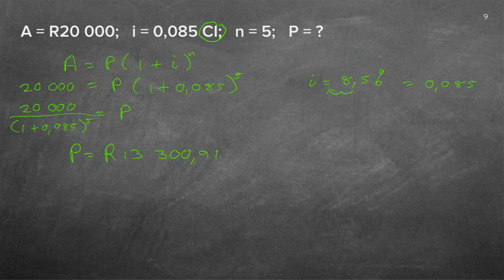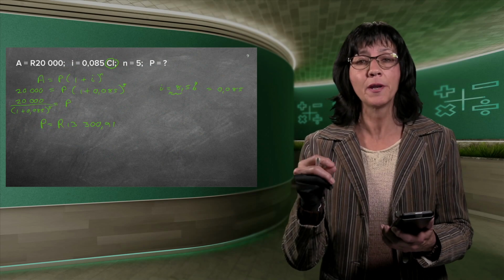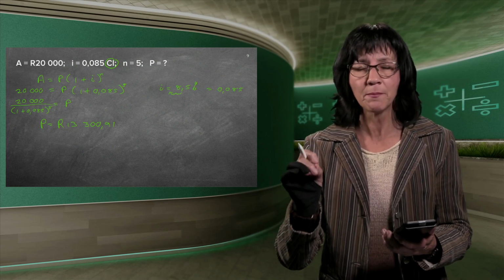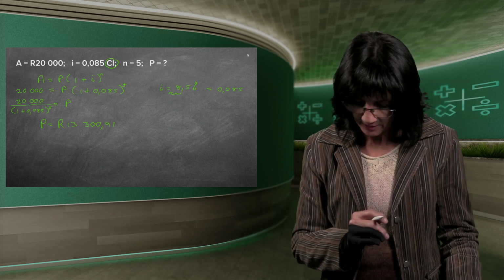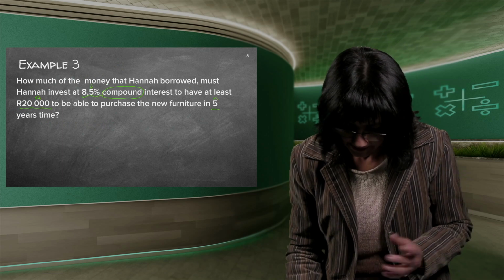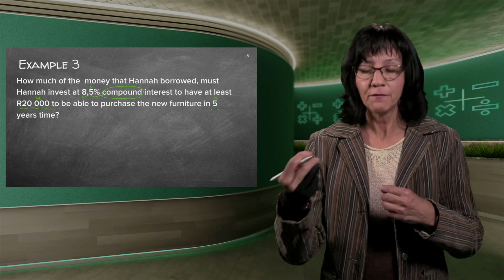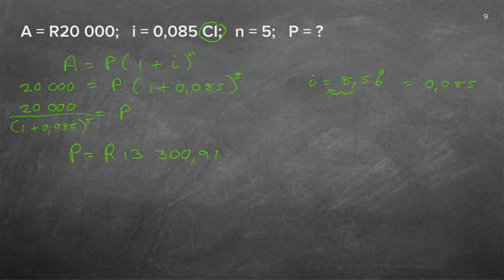13,391. It was actually 908, but remember it's rand and cent, so I need to round off to 2 decimals. Even if it was only 0.9, you need to put the 0 at the end. Remember that there always needs to be 2 decimals in the end. And I think that is all they asked. Let's just see. Yes, how much of the money that Hannah borrowed must she invest? So there's the answer. She must invest 13,300 Rand in order to be able to get the 20,000 Rand after 5 years.